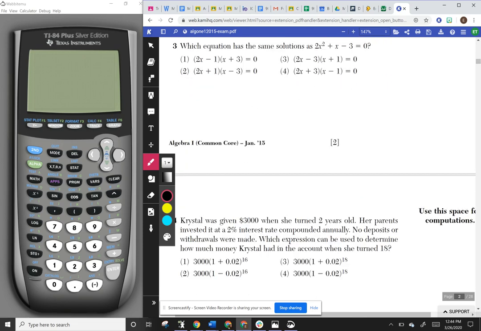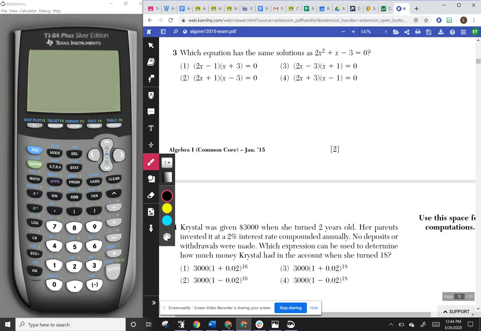Which equation has the same solutions as this quadratic function? 2x squared plus x minus 3 equals 0. Okay, there's a couple of ways to do this. One way is to factor this out, right? But this isn't an easily factored quadratic. But I will show you how for anybody that wants to use the factoring method.